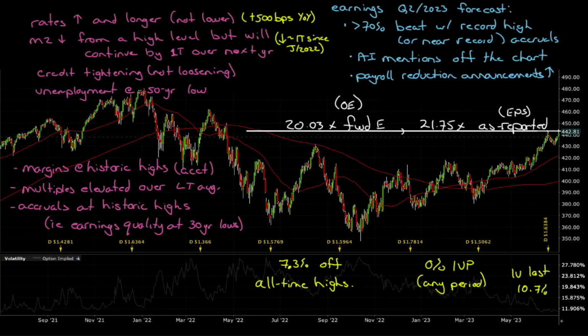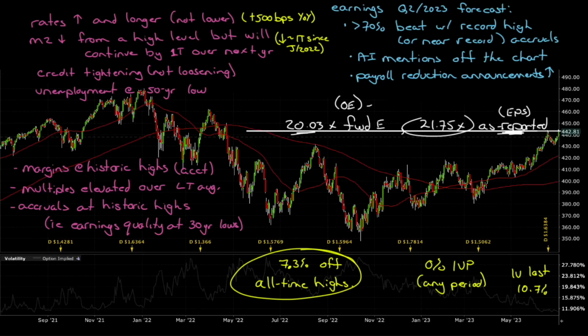Let's look at the S&P. We are 7.3% off of all-time highs on the S&P. The multiple based on operating earnings is 20 times forward earnings. If we look at the as-reported number, which is the GAAP number, the forecast for that is almost 22 times forward earnings. And I want to just list the backdrop that we're in, because I've heard this on a number of financial podcasts now.